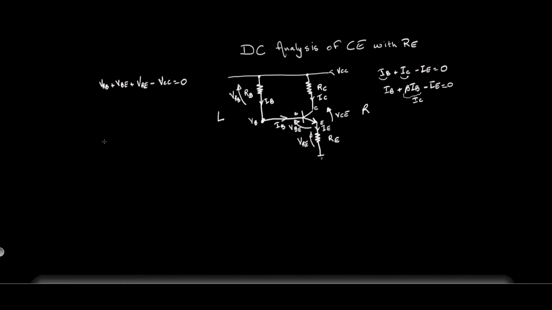Okay? Now, knowing that, we can substitute now VRB for, let's say, IB, RB, plus VBE, so we'll leave VBE alone. And VRE, we can actually write it in terms of its current, IE times RE, minus VCC equals 0. Fantastic. Let's leave this equation here. This is an important one right here.